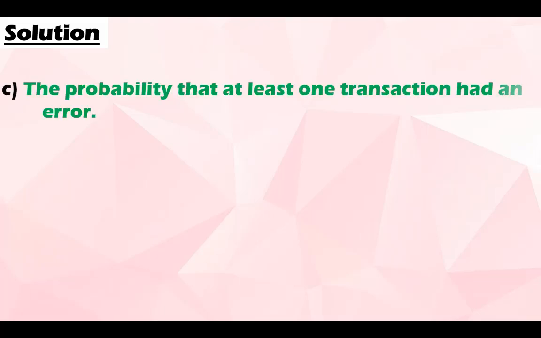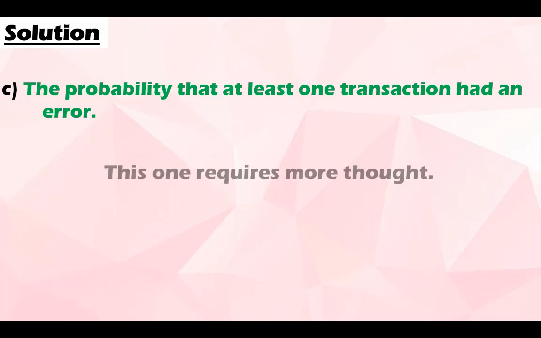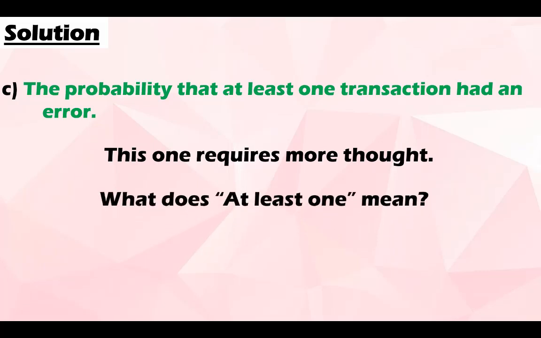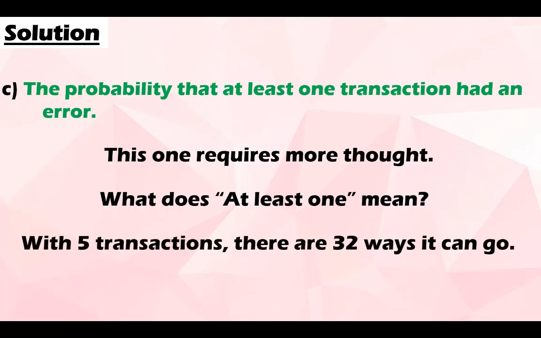The third question, the probability that at least one transaction had an error, takes a lot more thought. So we're going to look at the transactions and try to figure out, what does at least one error mean? And it turns out that with 5 transactions, there's actually 32 different ways that this can end up when you take into consideration making errors or having a correct transaction. So I'm going to diagram out those 32 different ways for you right now.